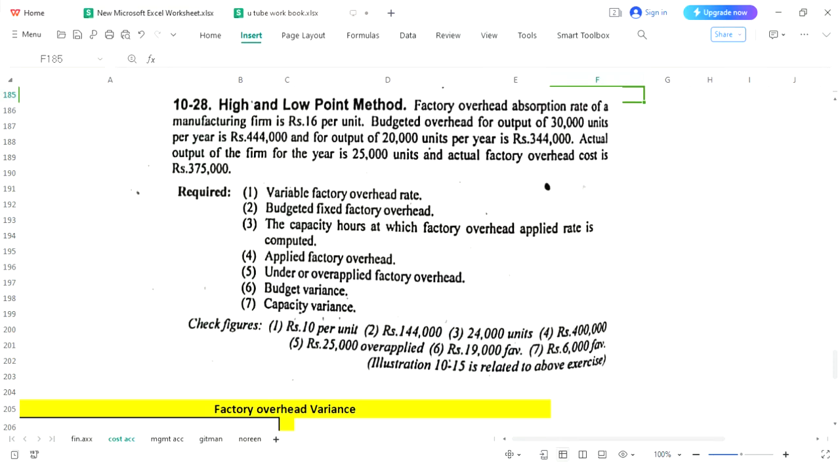Hey guys, hopefully everyone is doing well. Today's target is to solve question number 10.8.